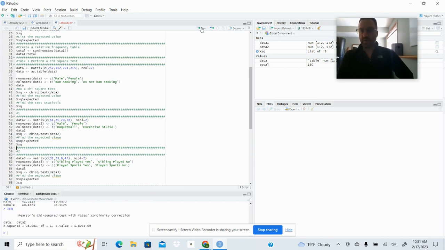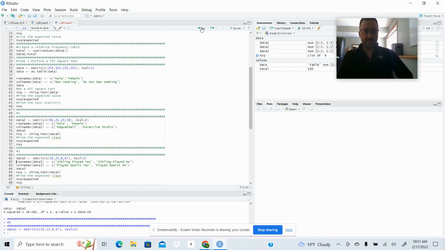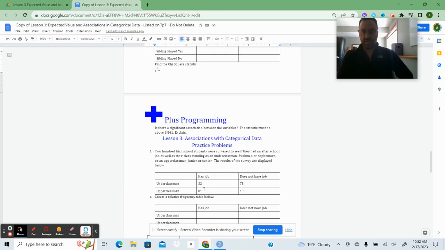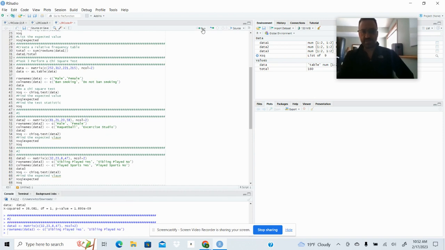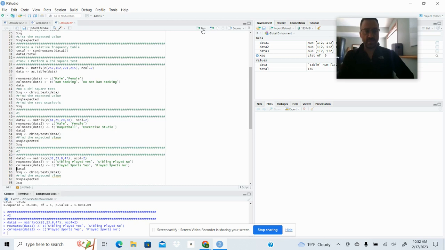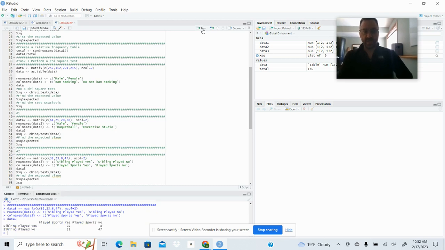Here's our third one, which I wanted you to practice on your own. So you just put in the matrix column. Remember, you put in the columns of the table. So as I go back to the table here, you'd put this in as the concatenation of parentheses 22, 81, comma, 78, 19, and then you just close it and then put ncol equals 2 for there's 2 columns. And then you just change the row names, which you really don't have to if you don't want to. And then here's the table with those names.